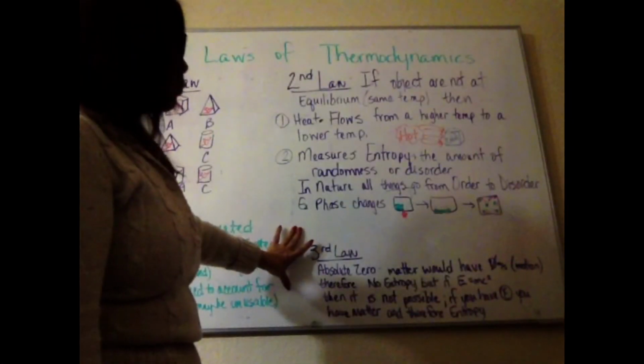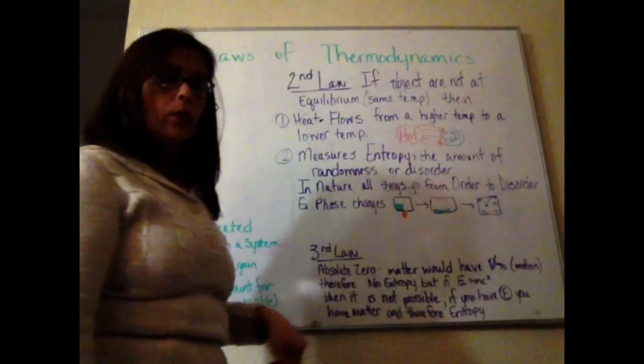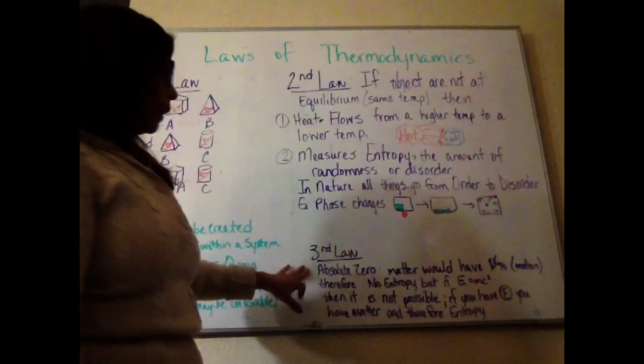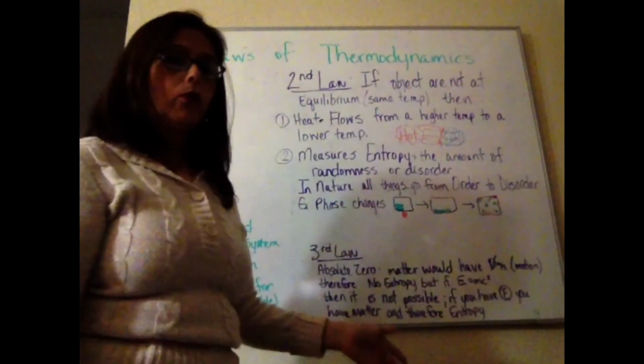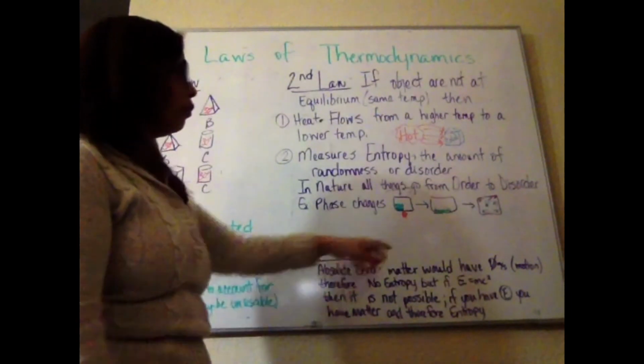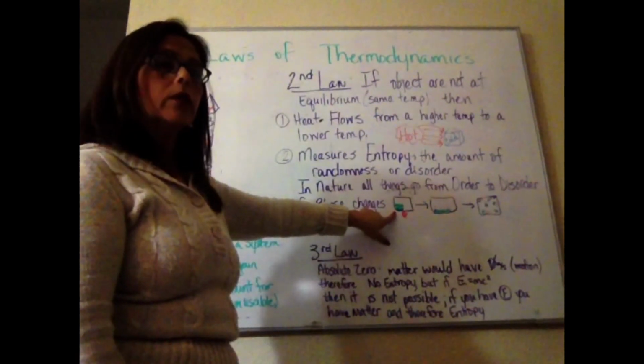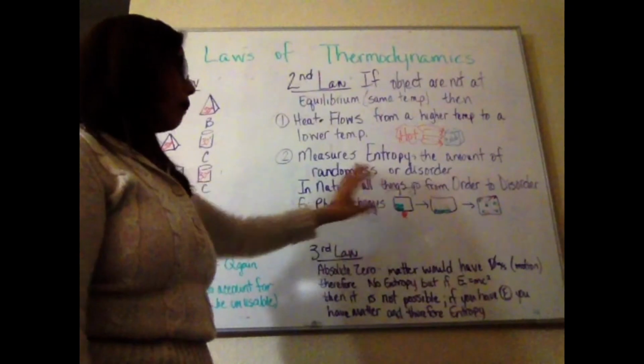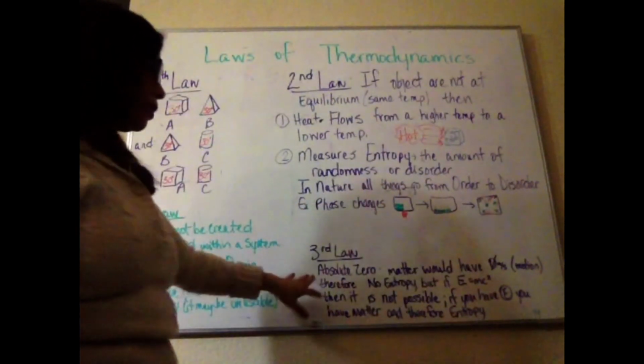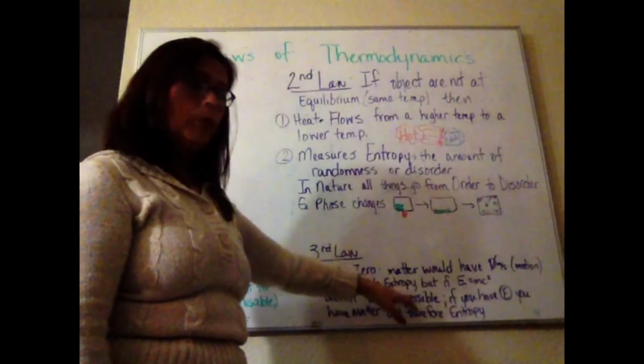The third law of thermodynamics talks about absolute zero. And absolute zero, if you recall, is that state where matter would have no motion. In other words, the particles would stop moving. Here we have extremely slow motion, while they would even have zero motion. And if we have zero motion, we wouldn't have any entropy.